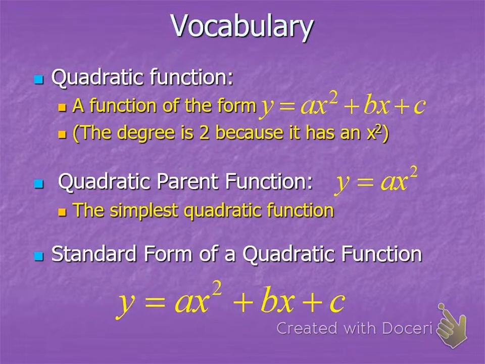Okay? And again, standard form of a quadratic function is where y is on one side by itself and all of your other terms are on the other side. So we've got to separate them out. Kind of like y equals mx plus b. We want y by itself, right?